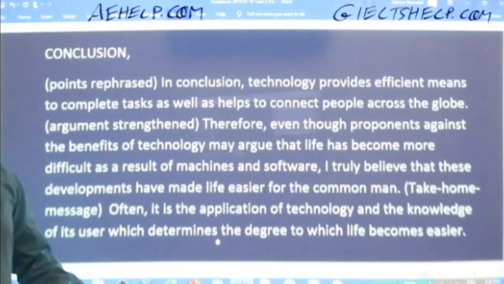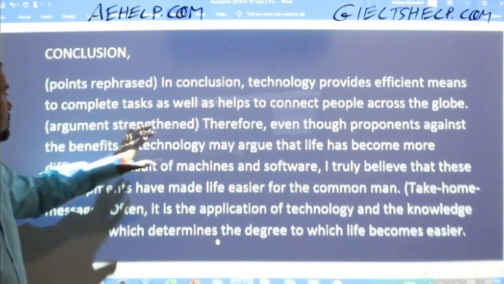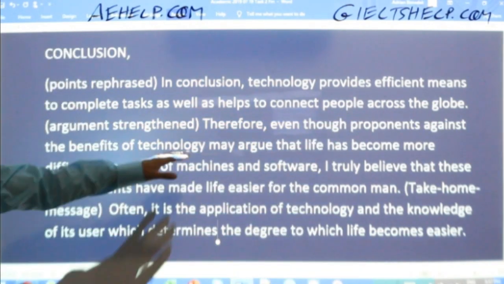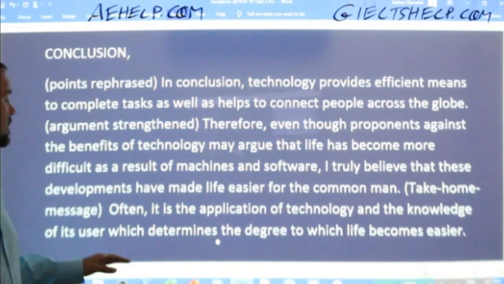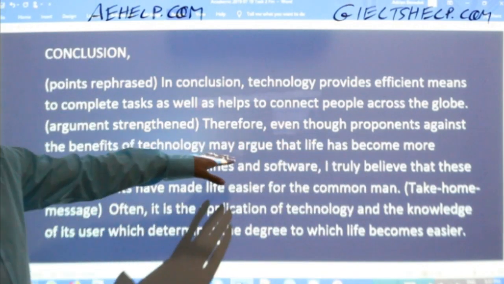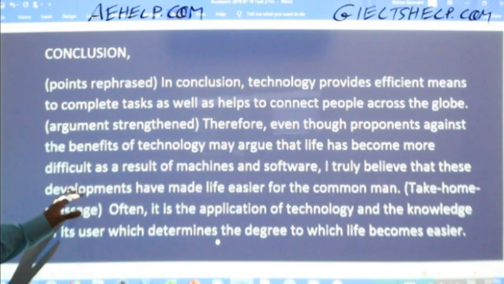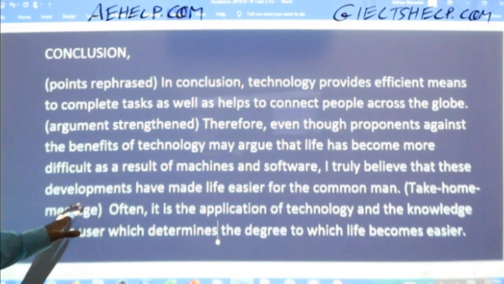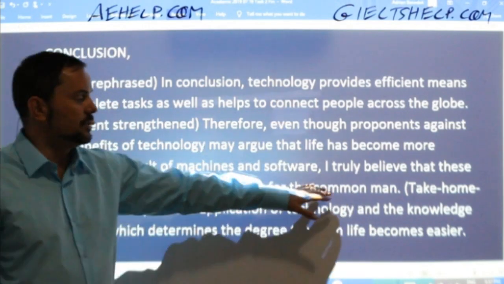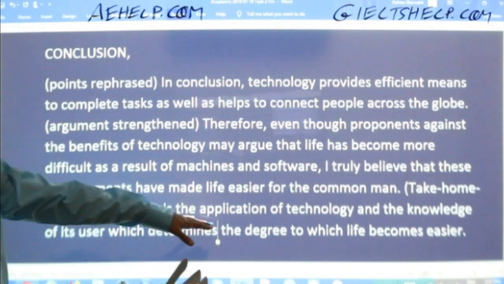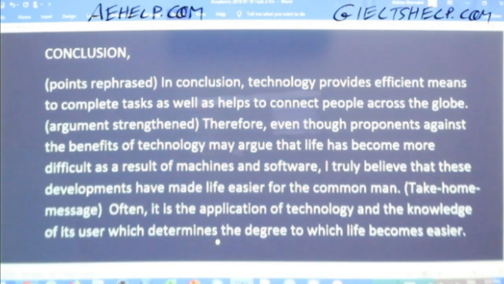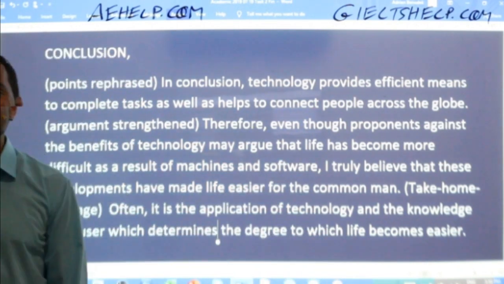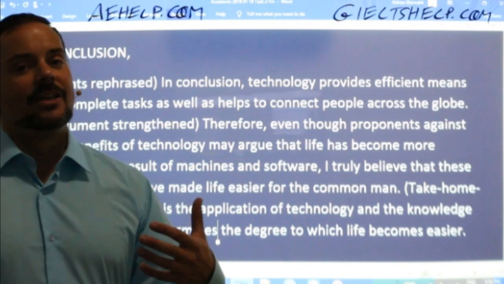In conclusion, technology provides efficient means to complete tasks as well as helps to connect people across the globe. Therefore, even though proponents against the benefits of technology may argue that life has become more difficult as a result of machines and software, I truly believe that these developments have made life easier for the common man. Often, it is the application of technology and the knowledge of its user which determines the degree to which life becomes easier. Okay? Thanks for bearing with me on that.